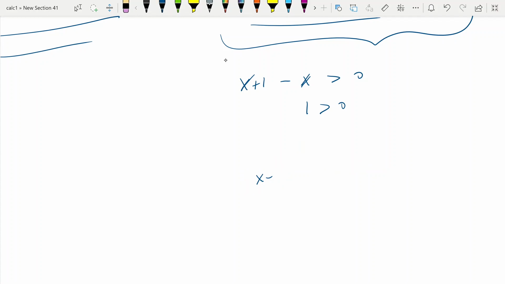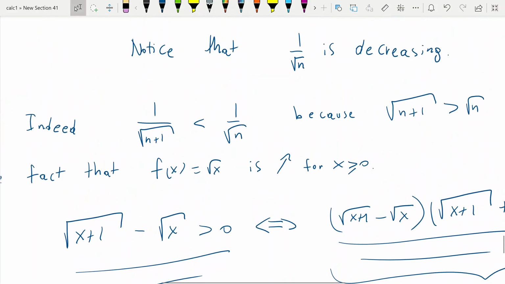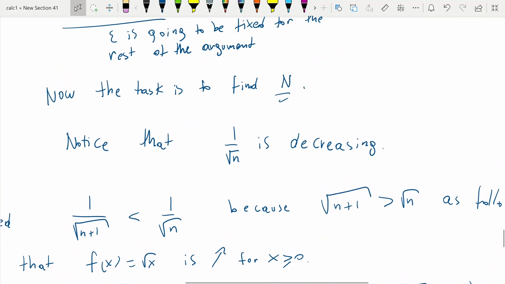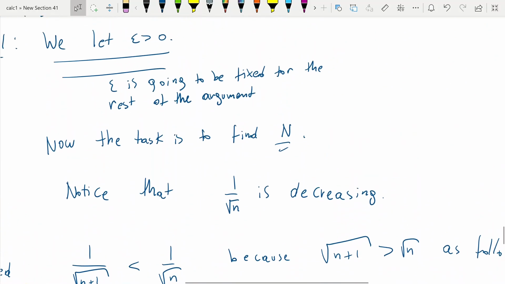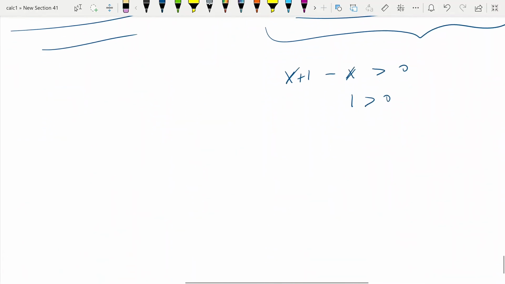Okay, but that was the point. The whole point right here was just to show that this function was decreasing. 1 over square root is decreasing. And why do we want that? Because that will make it easier for us to find n. Remember, we picked an arbitrary positive number epsilon.